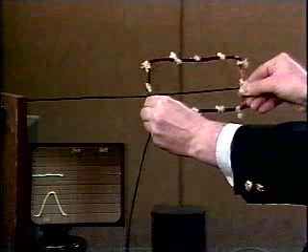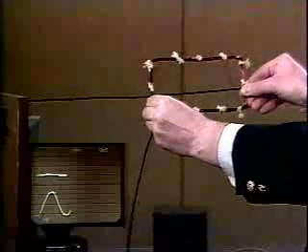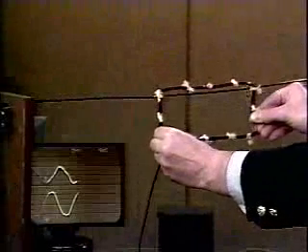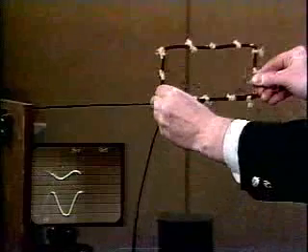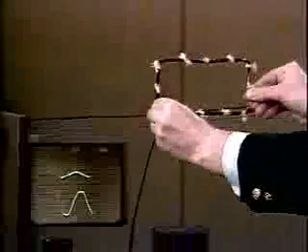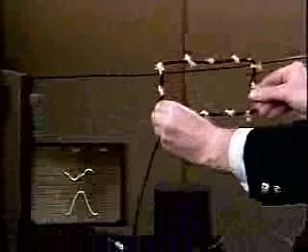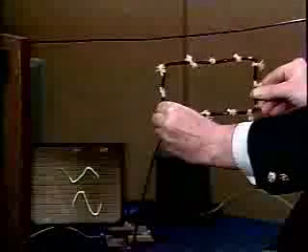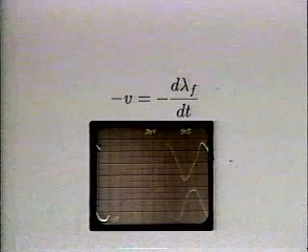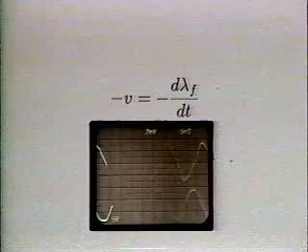The scope traces are triggered on the wire current, the lower trace, so we can see the change in phase as the coil is moved from below the wire to above the wire. The lower trace current is 90 degrees out of phase with the upper trace induced voltage.